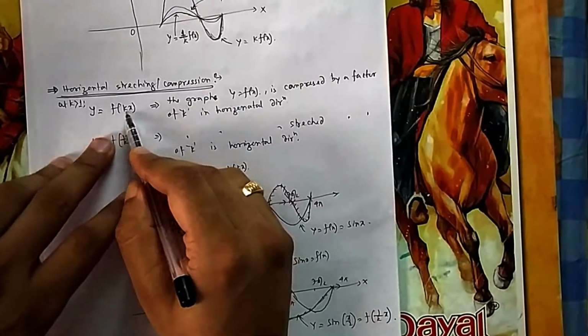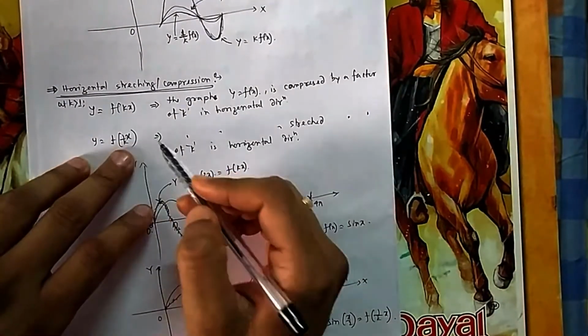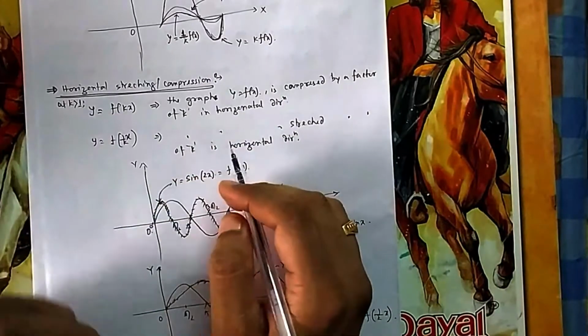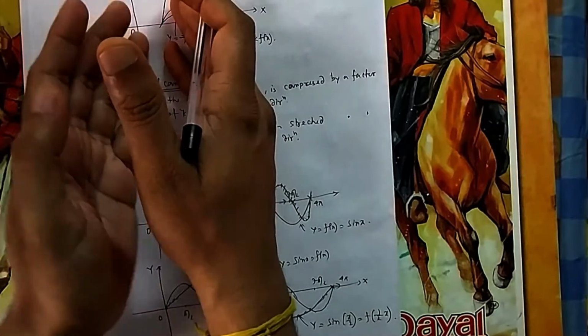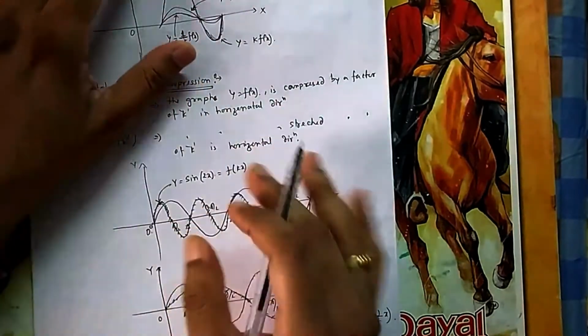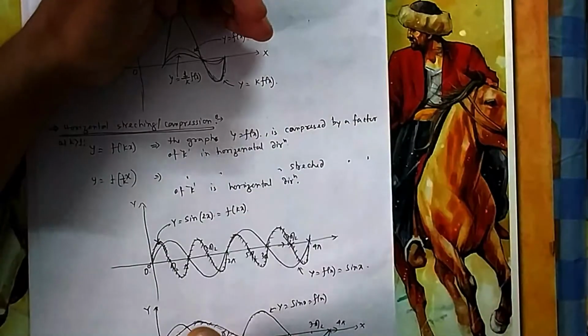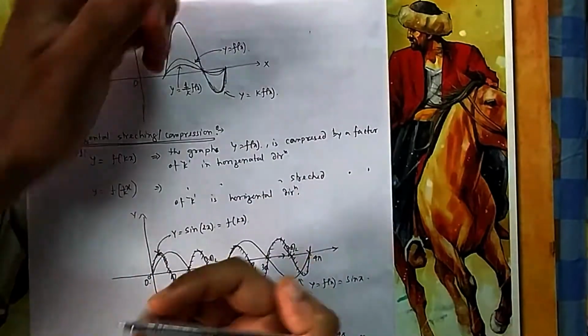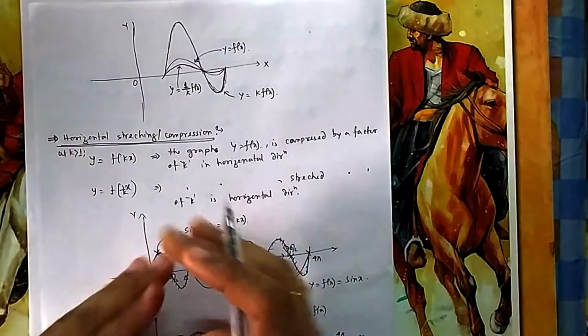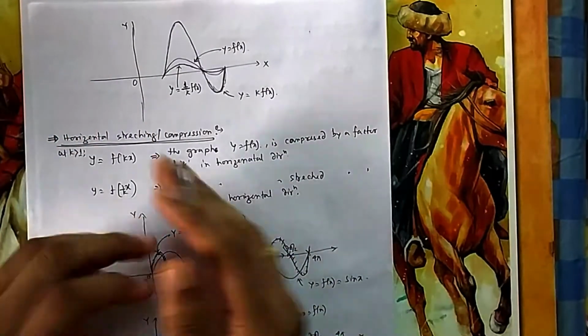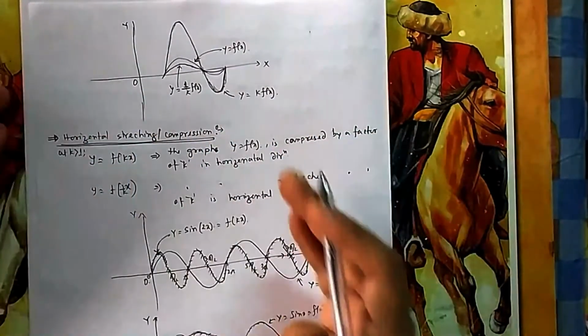Now horizontal stretching and compression is the same, but you will multiply with x. This is multiplying, this is dividing. But here it is a little bit different from the vertical. If you multiply with k, it will get compressed. Earlier in vertical, if you multiply with a k greater than 1, it was elongated, stretched, but here it will be compressed in x. If you multiply by k, it will get compressed. If you divide it by k, then it will get elongated or stretched.